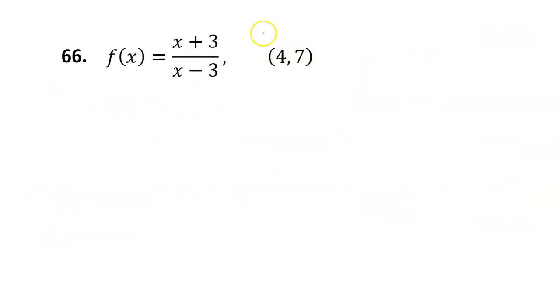Let's do it again. So we have a point, but we need the slope. To find the slope, we're going to take the derivative. We're going to end up using the quotient rule.